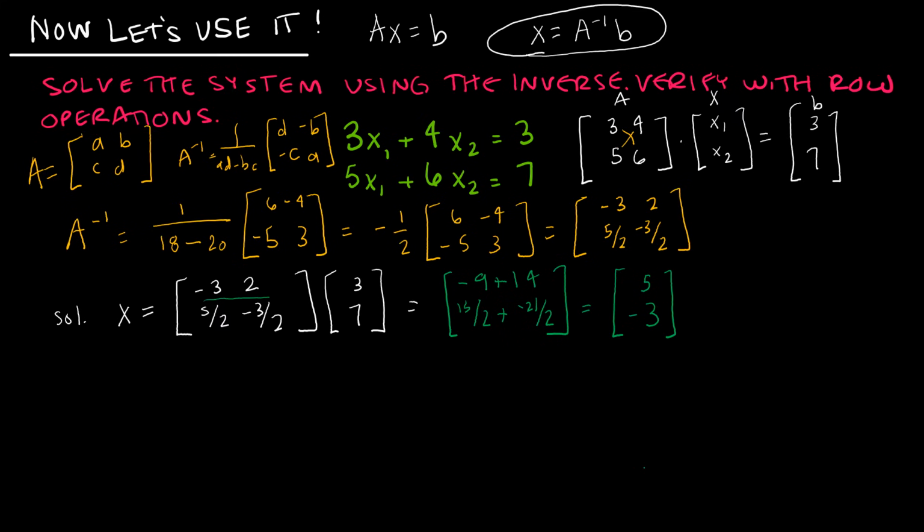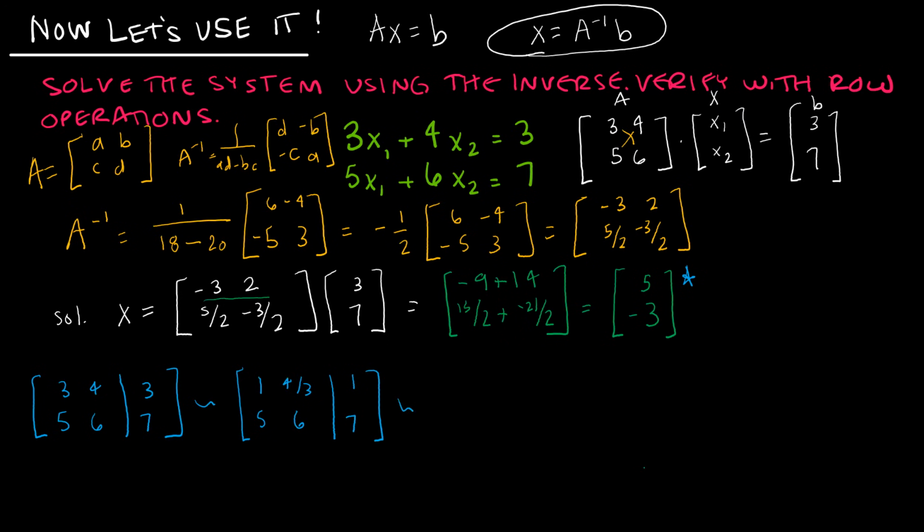So now let's go ahead and verify this using our row operations. If you'll recall, what we've done up to this point is write 3, 4, 3, 5, 6, 7 as an augmented matrix. And then we're just going to do some row operations. Ideally, we'll end up at 5, negative 3. So let's see how we do. I'm going to start by dividing the first row by 3, which is the row operation of multiplication by 1/3. So 1, 4/3, 1, and nothing happened to the second row.